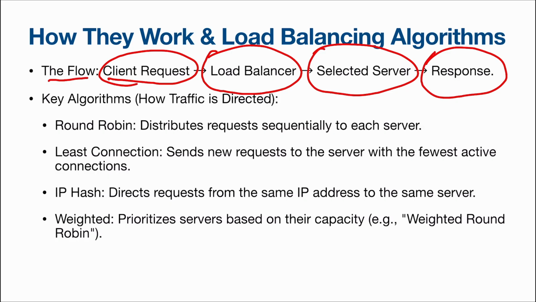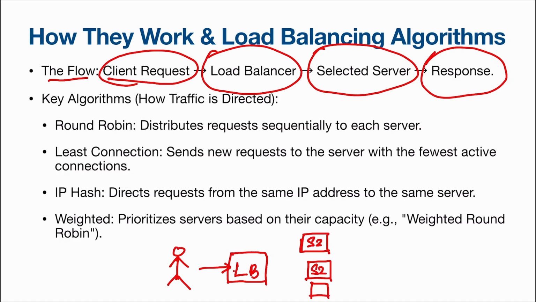If I may sketch here, this is a client and it is sending a request, and instead of sending the request directly to the backend servers, the client requests are first handled by the load balancer, and then there are a lot of servers in the backend, S1, S2, S3. So the load balancer is responsible for choosing one of the servers for the request, and then forwards the request to it. Then the server comes back with a response, and the load balancer can forward the response to the client.